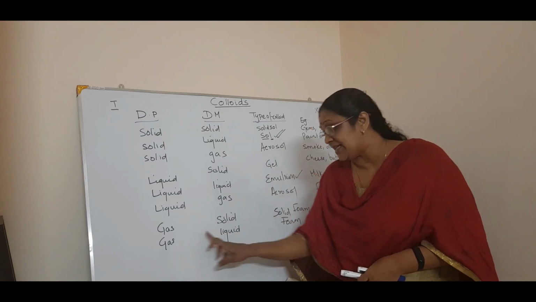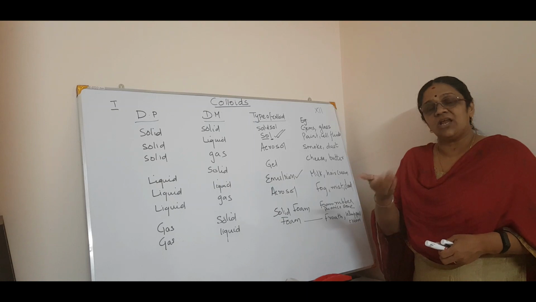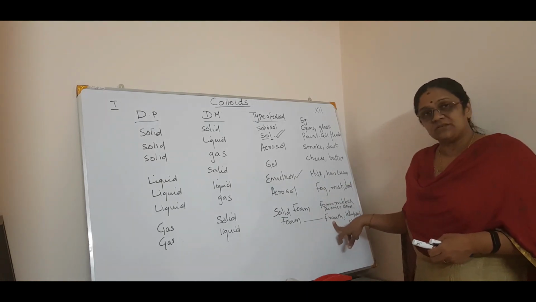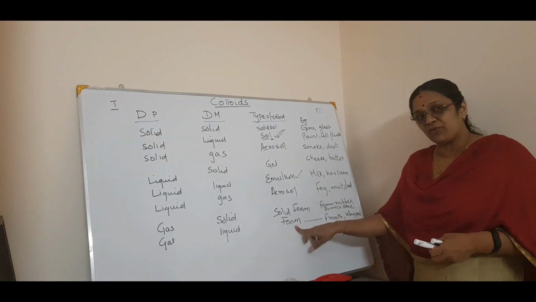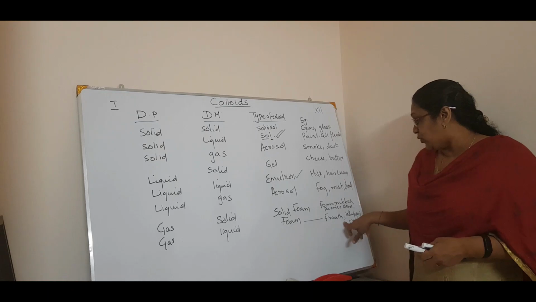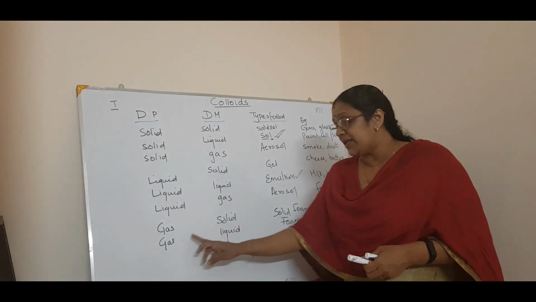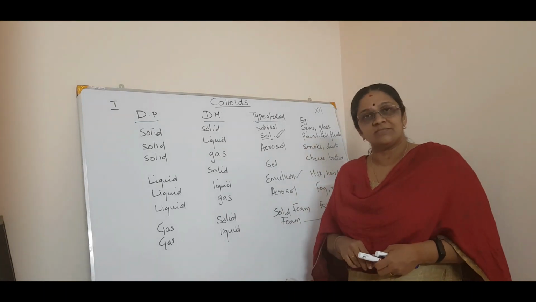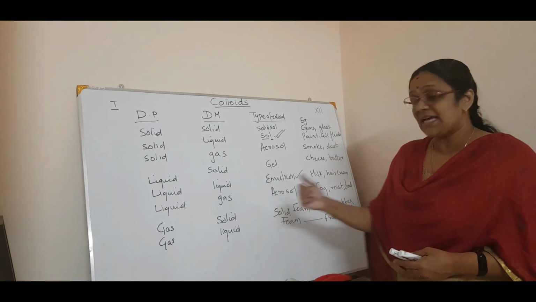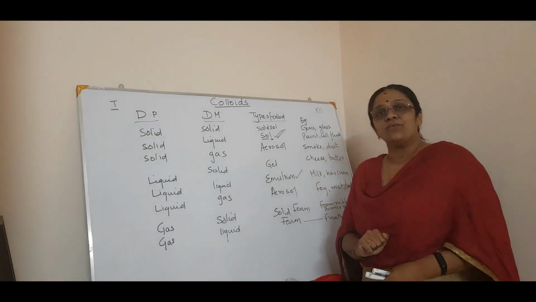And the last is gas in liquid. The dispersion medium is liquid and the dispersed phase is gas. The type of colloid is foam, and the example is froth and whipped cream. The best example is soda water, gas in liquid. That is the best example. You know that, isn't it? The soft drinks. That is gas in liquid. So these are the 8 types of colloids.